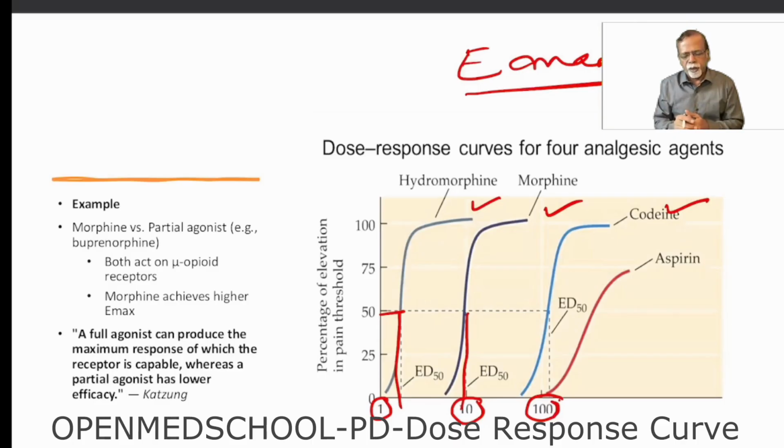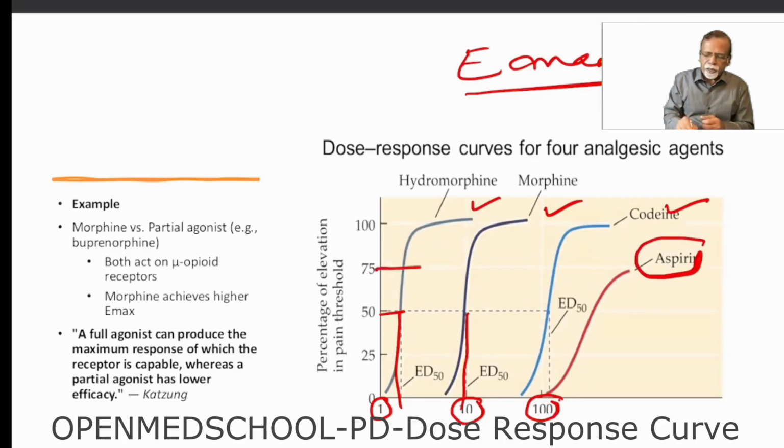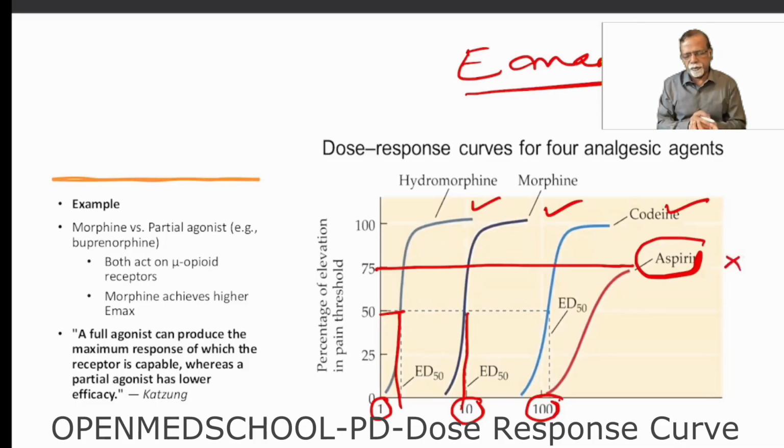Hope this explanation is clear. Now look at the aspirin. Aspirin produces analgesia that is lesser than that of codeine and morphine. So aspirin is less efficacious. Hope this point is clear to you.